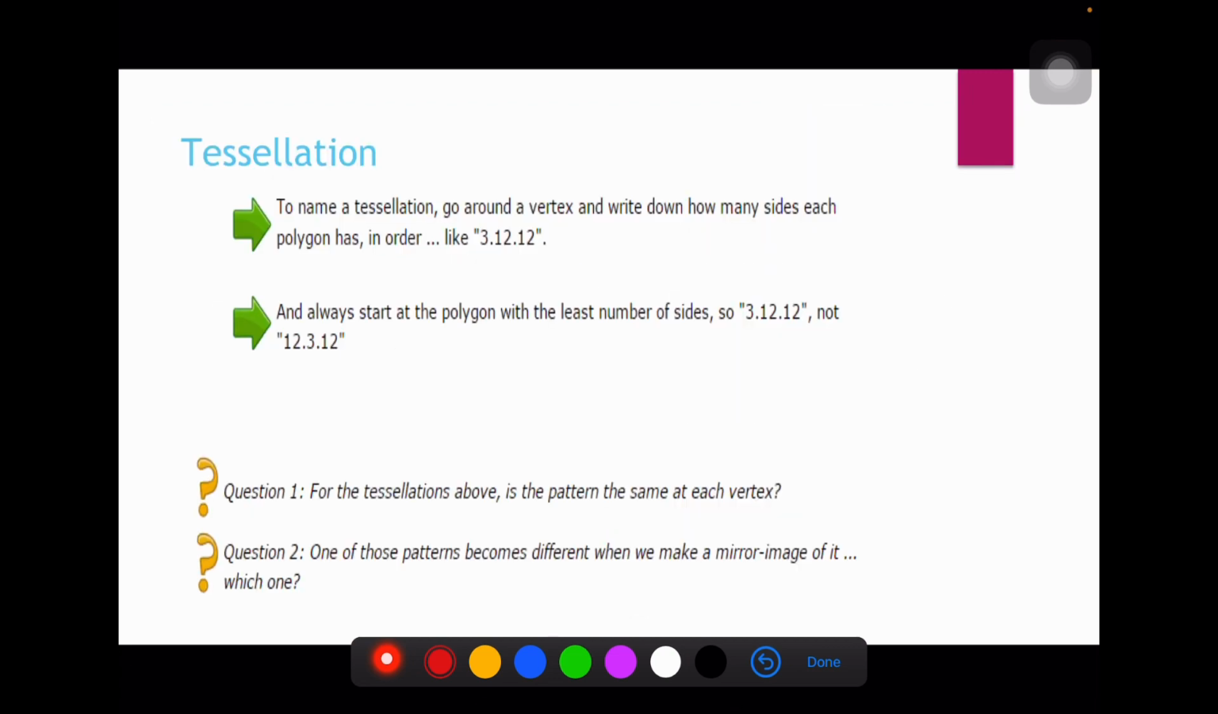To name a tessellation, go around a vertex and write down how many sides each polygon has. So you will need to look at the pattern, the 2D shapes, and how many sides each shape has. For example, 3.12.12. Always start at the polygon with the least number of sides. So it should start with 3, followed by 12, followed by 12. Not 12.3.12. This is wrong. This is correct.